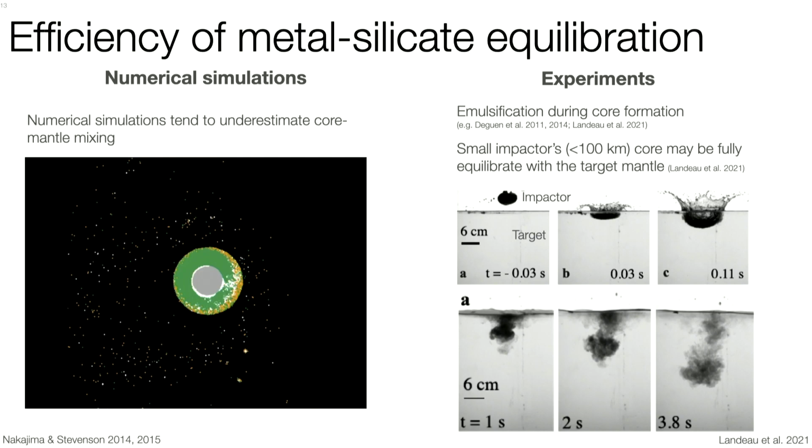Previous studies indicate that for impactors smaller than 100 kilometers in radius, the core could be fully equilibrated with the target mantle. But if the impactor is much larger, it may not have enough time for its core to be fully equilibrated with the mantle. So the efficiency of equilibration depends on the type of impact. Also, experiments can reach a much higher resolution than simulations could, but this is still not quite perfect. So it's very important for us to understand how efficient the metal-silicate equilibration is, to understand the chemical evolution of planets.